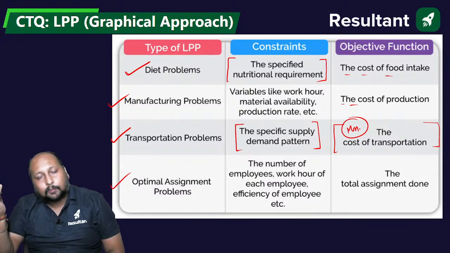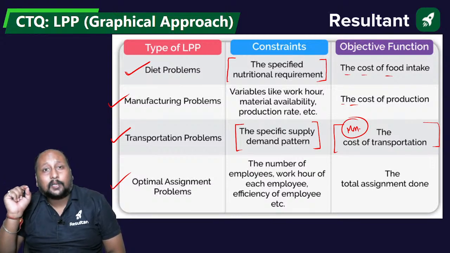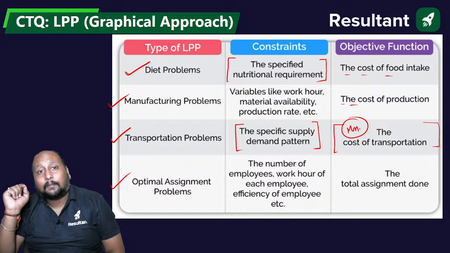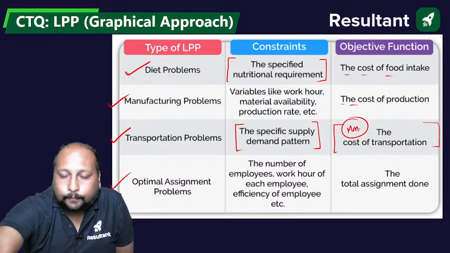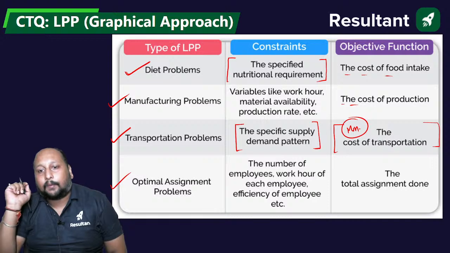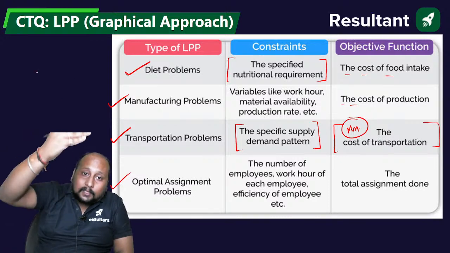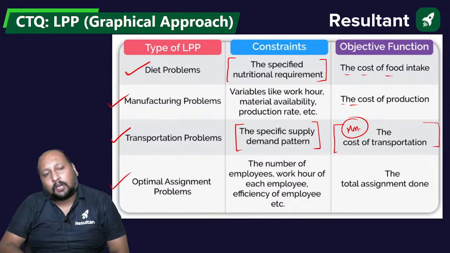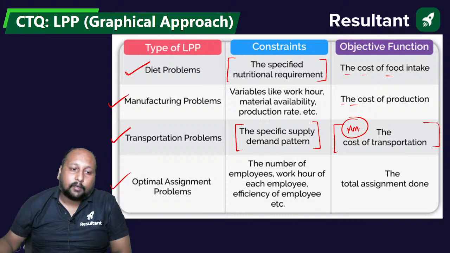So transportation and assignment are two special cases of LPP, where we discuss how to allocate different manpower to different jobs. That is the assignment problem, and that is also an example of LPP. All these linear programming problems we can solve using two methodologies.